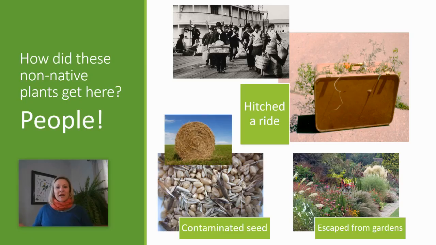So how do you think these non-native plants originally got here? The first records of noxious weeds in Montana are from the 1890s, and in Missoula about 1920, and that was of spotted knapweed. So that's a long time ago.